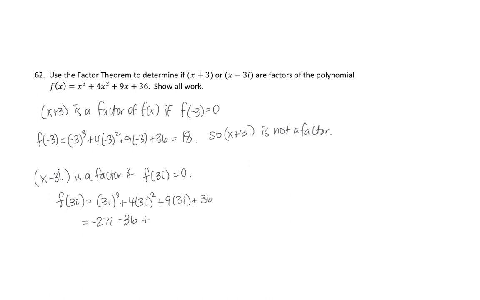Plus 9 times 3i, which is 27i, and then plus 36. Well, when I add these up, I have 36 and then minus 36, so that adds to 0. And then I have 27i minus 27i, so that adds to 0. So everything adds to 0. So that means yes, x minus 3i is a factor of f of x.